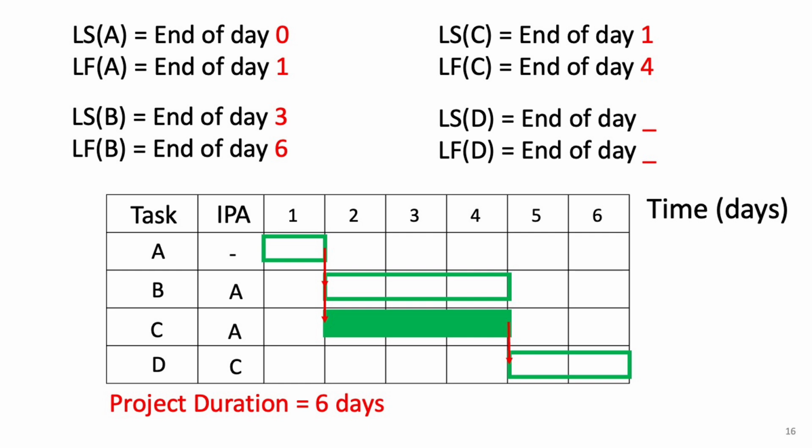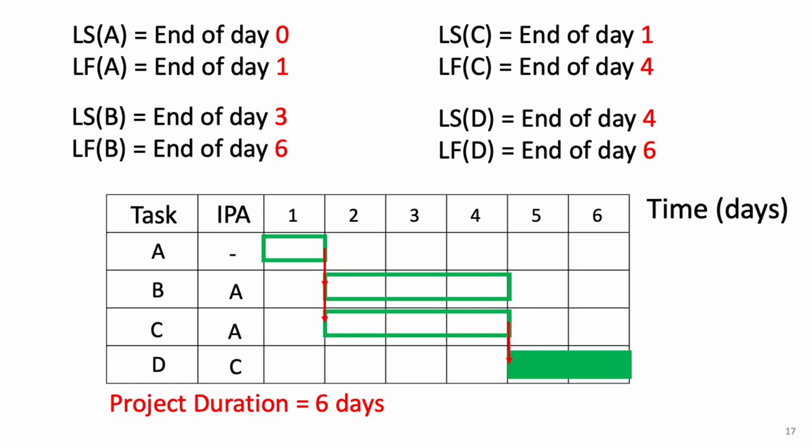Since it is followed by D, which is the last activity of the project, any delay in C will affect D, and therefore the project will be extended. As a result, C's late times will be the same as its early times. For activity D, because it's the last activity of the project, it can't be delayed without impacting the project's finish. Therefore, its late times will be the same as its early times, late start at day 4 and late finish at day 6.